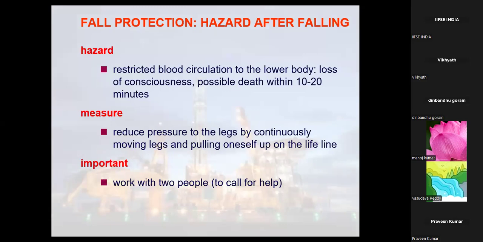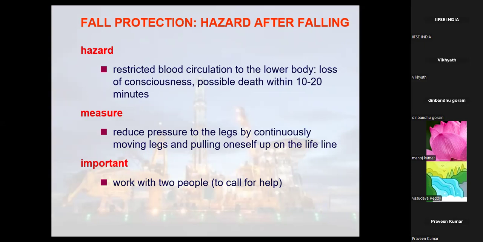Now, fall protection hazards after falling. The hazard: restricted blood circulation to the lower body, loss of consciousness, possible death within 10 to 20 minutes. Then what are the measures that you can take to reduce this hazard? Reduce the blood pressure to the legs by continuously moving the legs and pulling oneself up to the lifeline.